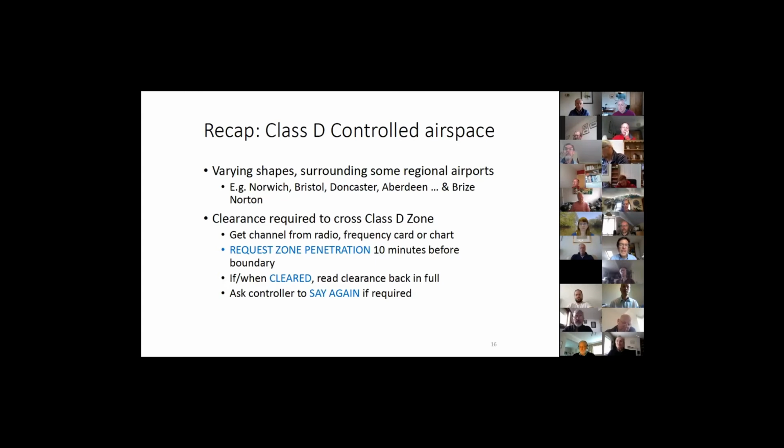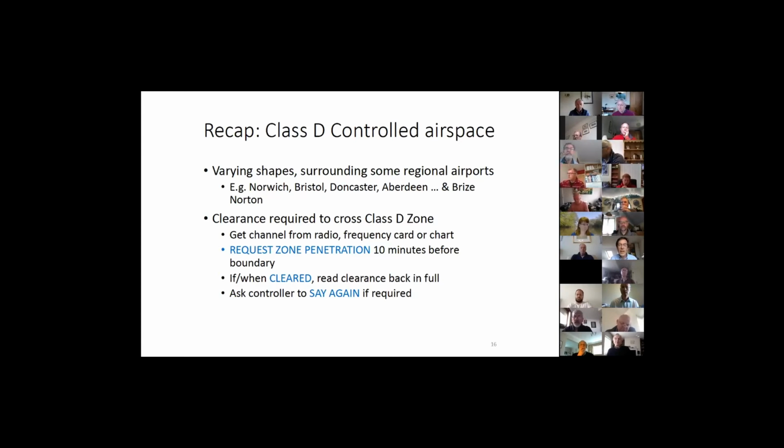Clearance is important. It can have various conditions attached to it. When you get the clearance, you must read it back in full with all the conditions, if there were any. The controller should read it back to you slowly enough that you can write it down. Whether you actually choose to write it down is your decision. Perhaps scribble it on the corner of your map. Make sure you've got it straight in your mind or on paper.